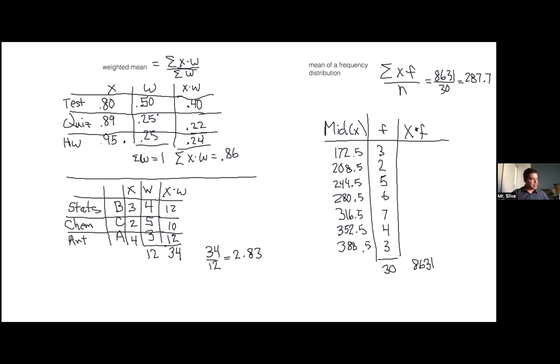Let me double check to make sure I covered all the material you're going to need in 2.3, and looks good to me.